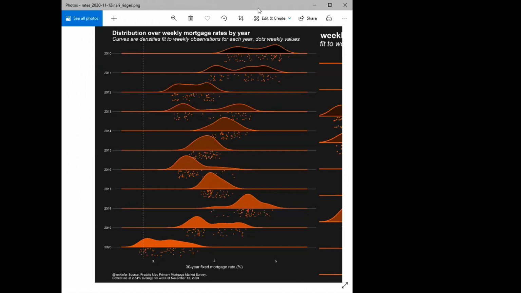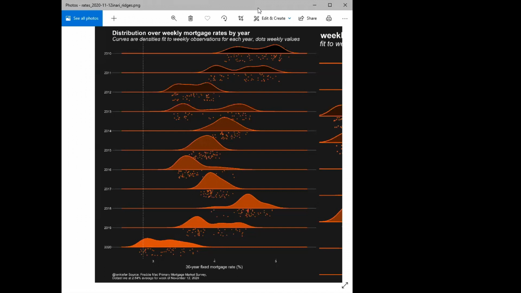So that gives you a sense of the distribution of where rates are. The higher the peak means the more concentrated rates are. For example, in 2017, you see a lot of these values clustered right around 4%. The peak is very high. In other years where things are more spread out, you see a flatter curve or sometimes multiple peaks, where there was a sort of bimodal distribution.